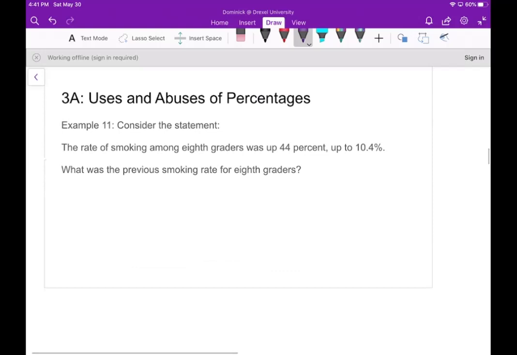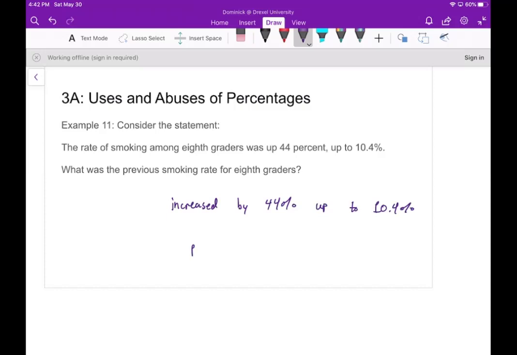Okay, so now we can return to the question that we talked about at the beginning of the video. Right, so we want to consider the statement where you have the rate of smoking among 8th graders was up 44%, up to 10.4%. So this means that we increased by 44% up to 10.4%. Right, so this is almost sort of worded in the same way as the last problem, right?